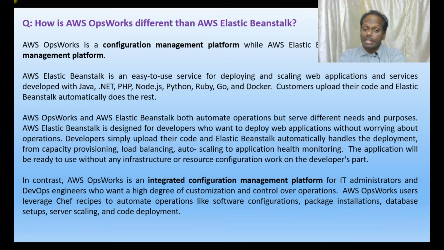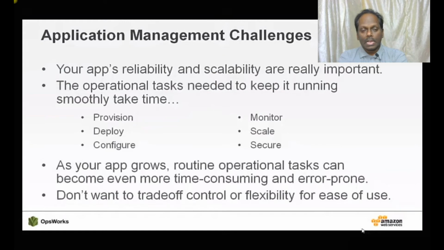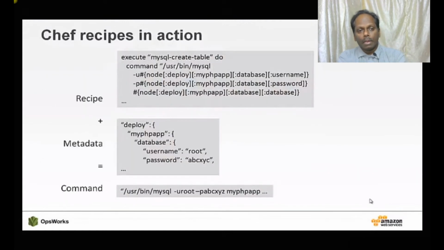OpsWorks is basically an integrated configuration management for IT administrators and DevOps engineers with a higher degree of customization and control over these operations. AWS OpsWorks leverages Chef recipes to automate operations like software configuration, package installations, database setups, server scaling, and code deployment. So what is Chef? It is a recipe plus metadata, which uniquely builds a command.